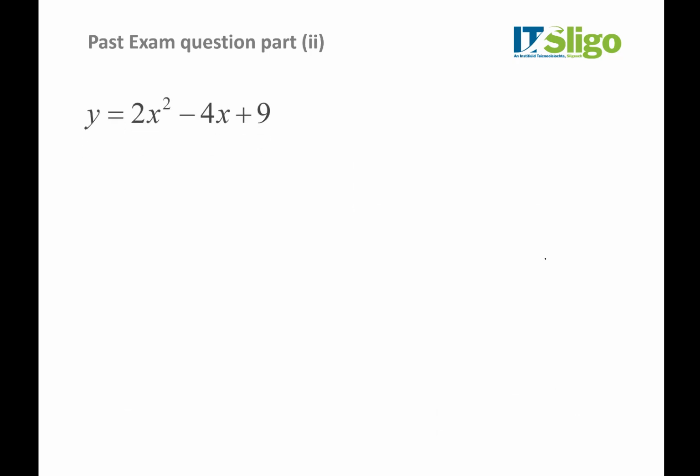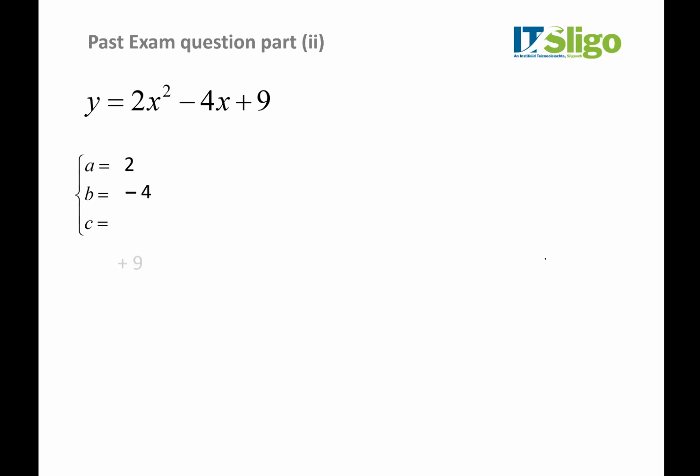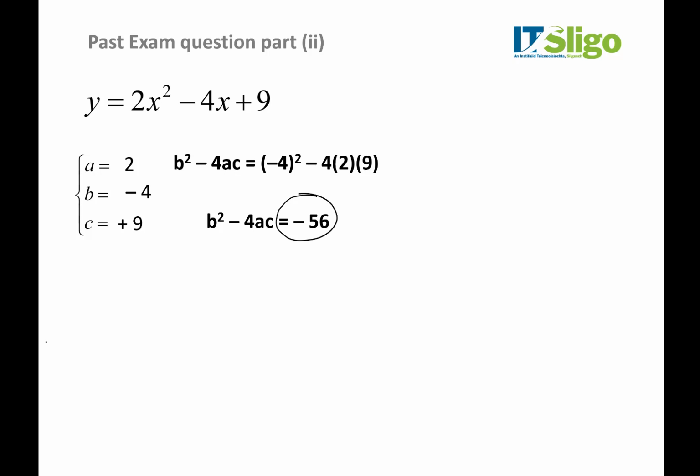Taking a look at part 2. A is 2, B is minus 4, C is 9. Feed those in to the discriminant. So now my discriminant is negative. So essentially, guys, I can just stop there.